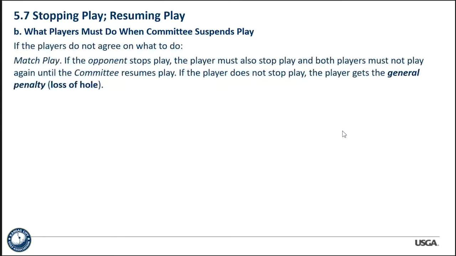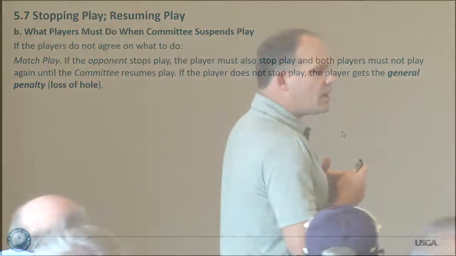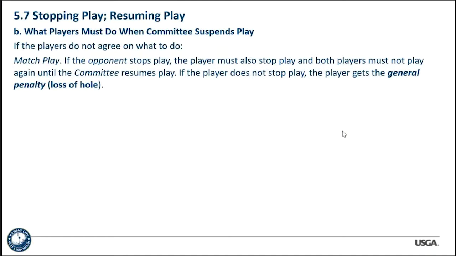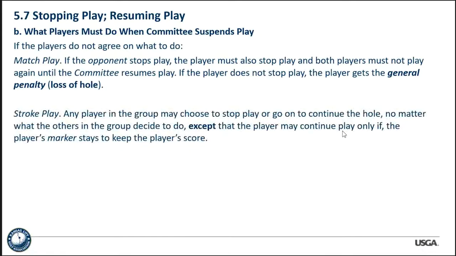All right, what happens if players do not agree what to do? In match play, if an opponent stops play, the player must also stop play, and both players must not play again until the committee resumes play. If the player does not stop play, he gets the general penalty. So Bob and I are playing a match. It's getting dark. I'm like, Bob, I can't see anymore. I'm done. Bob can't go on and keep playing. We have to stop play at that point. We'll talk a little bit about resuming play in a little bit.